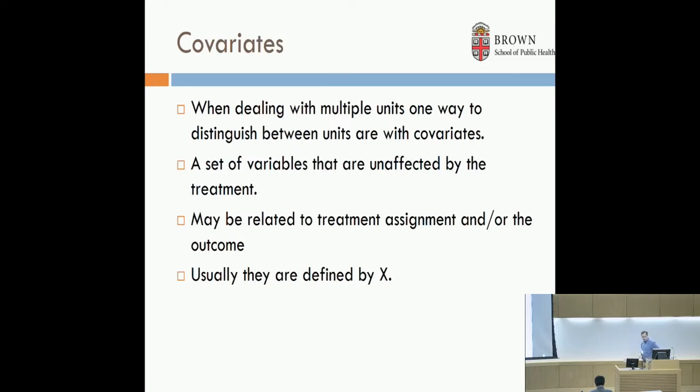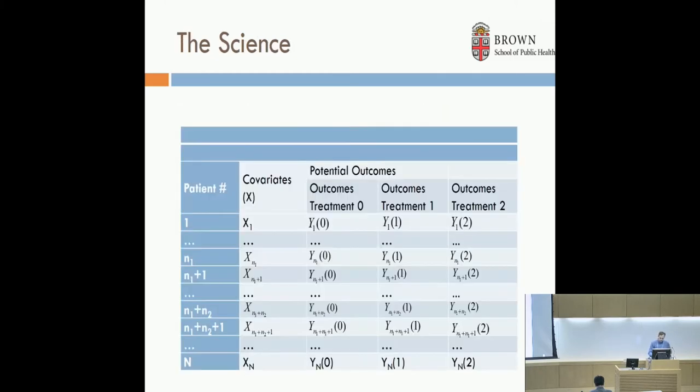Okay, so when I have multiple units, an important thing that I need to know is some covariates. Covariates are characteristics that are not affected by the actual treatment. That's the main part. They may be related to the assignment to treatment, my decision if I have one treatment or the other, and I will call them X. This is just to make everything clear.